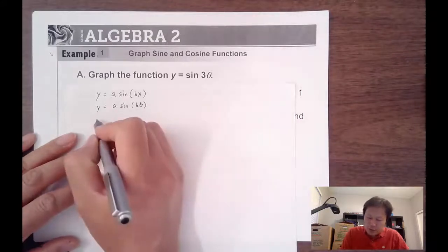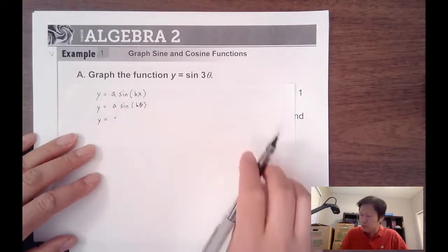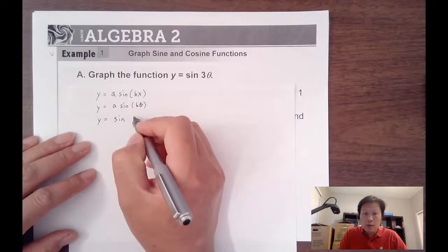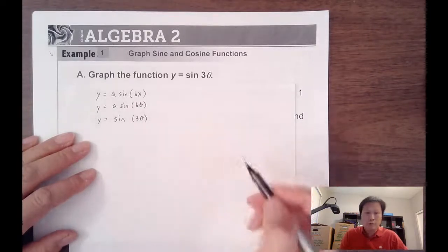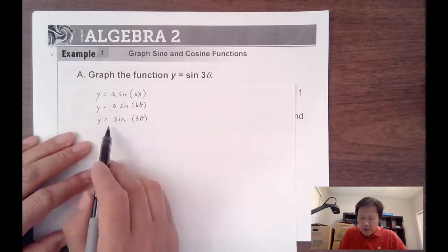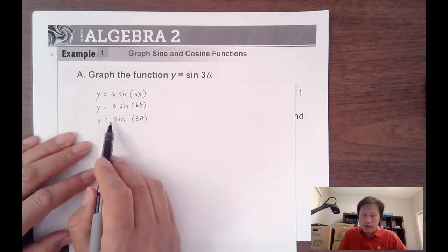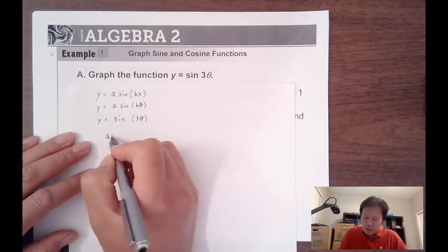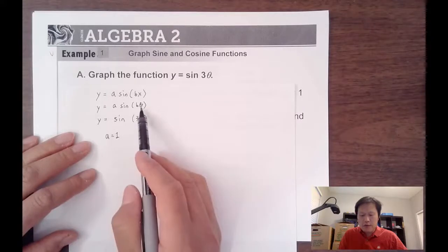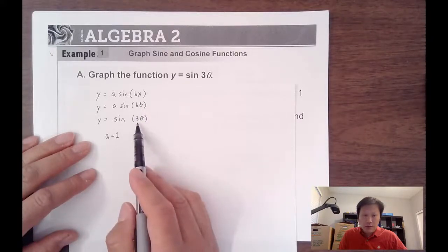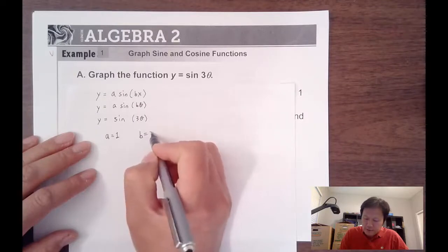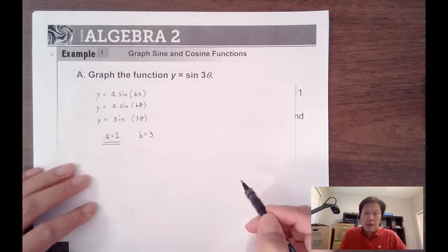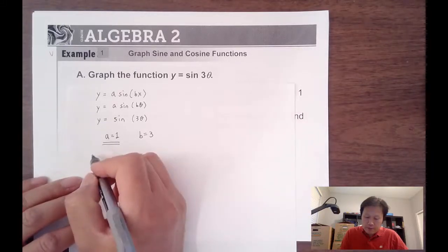So if you look at it, y equals sine 3 theta. The value of a, if you look at the coefficient of sine, is nothing there, meaning it's 1. A is 1. The coefficient of theta is 3. The value of b is 3. Okay, a being 1 means the amplitude is 1.